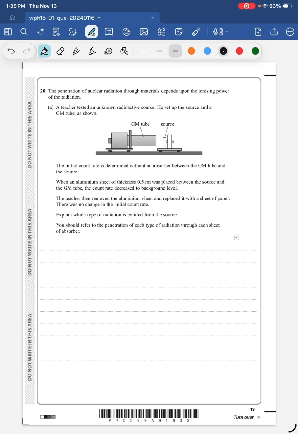20. The penetration of nuclear radiation through materials depends upon the ionizing power of the radiation. A teacher tested an unknown radioactive source. He set up the source in a Geiger-Müller tube as shown. The initial count rate is determined without an absorber between the Geiger-Müller tube and the source. When an aluminum sheet of thickness 0.5 centimeters was placed between the source and the GM tube, the count rate decreased to background level.